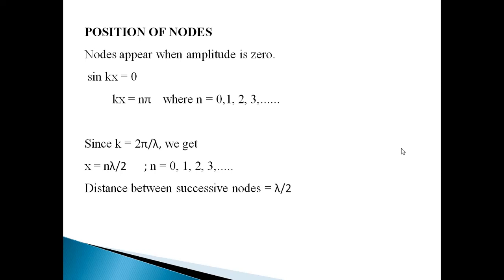Before we come to the modes, let us come to nodes. Nodes appear when amplitude is 0. So sin kx equal to 0, kx equal to n pi, where n equal to 0, 1, 2, 3, etc. Now since k equal to 2 pi by lambda, we get x equal to n lambda by 2. By substituting this k value in kx, you get x equal to n lambda by 2, where n equal to 0, 1, 2, 3. Distance between successive nodes equal to lambda by 2.